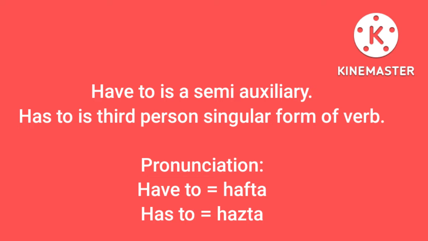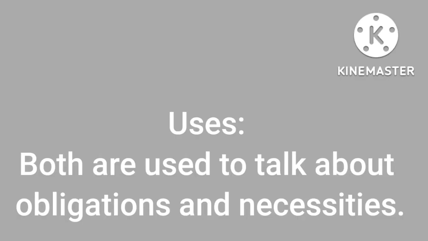As a simple example, in American English, have to is pronounced as "hafta", whereas has to is pronounced as "hasta". Contractions are mostly used in American English. As far as their uses are concerned, both are used to talk about obligations and necessities.